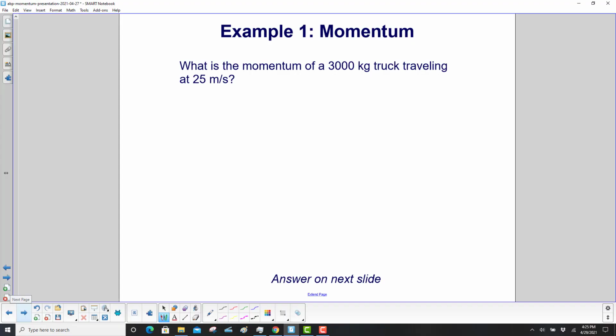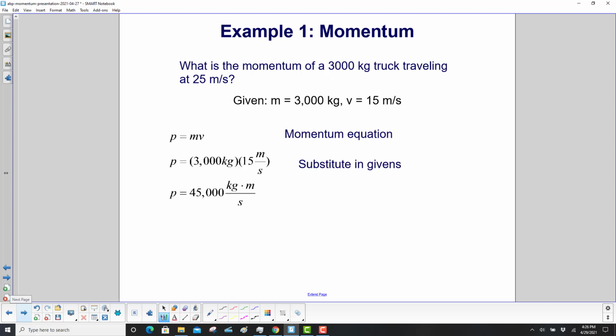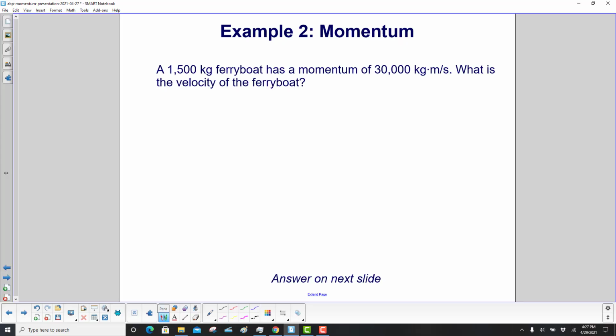Let's work a problem. What is the momentum of a 3,000 kilogram truck traveling at 25 meters per second? We write our givens, the mass and the velocity. The momentum equation is just m times v. Plug in 3,000 kilograms for the mass, 15 meters per second for the velocity, and we get 45,000 kilogram meters per second.